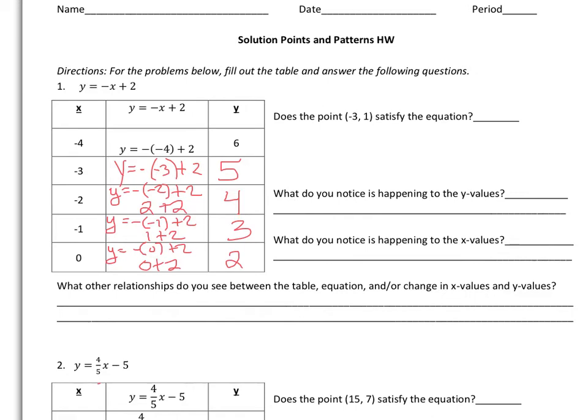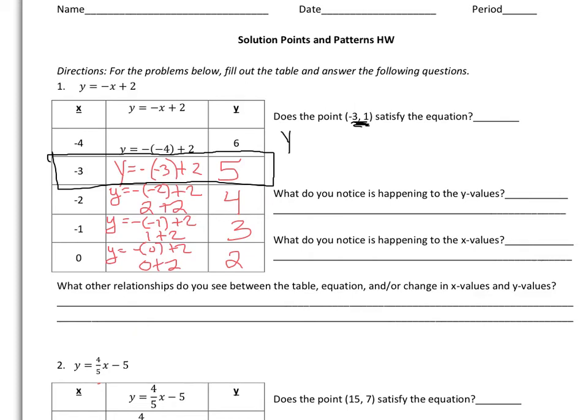Now we want to determine if the point negative 3, 1 satisfies the equation. We can look at our table, and in our table we actually have the point negative 3, 5. So when x is negative 3, the y value is 5. So no, when the x value is negative 3, we don't get 1 as part of the solution. But let's show our work with the equation as well.